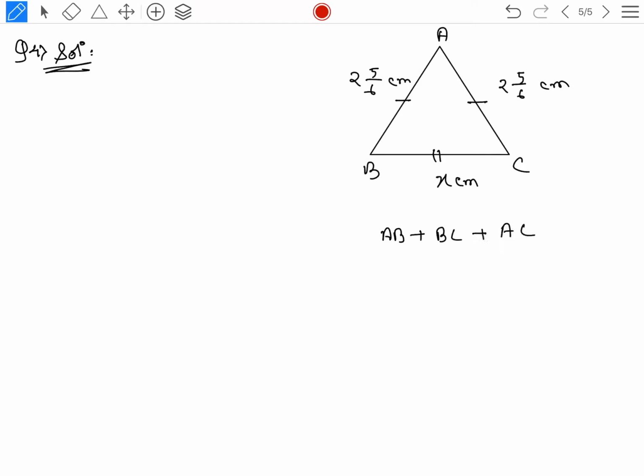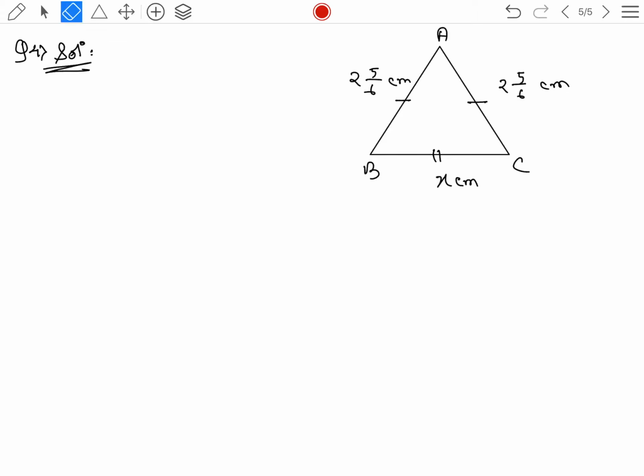AB plus BC plus AC. So we already have AB, we already have AC. We need to find this BC. The sum is given to us, 10 3/4. We need to find the value of this BC. So this is the question. I think you have understood the question. I'll leave the diagram for you and not rub the diagram.